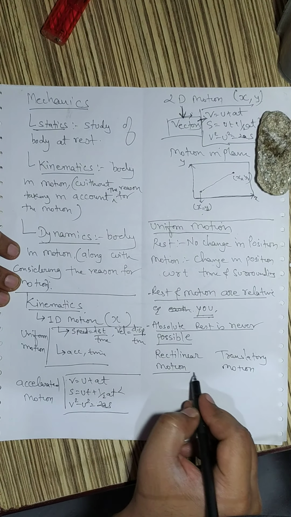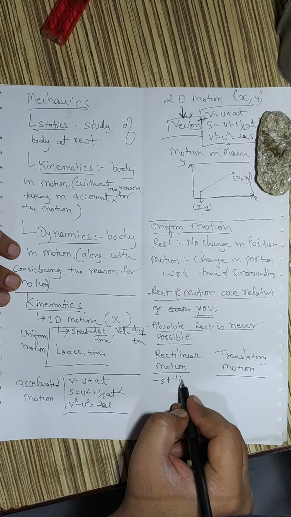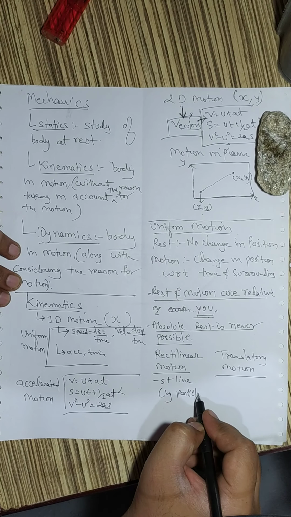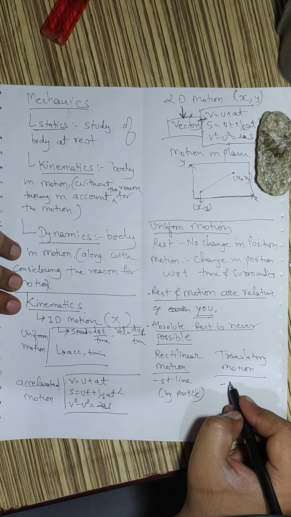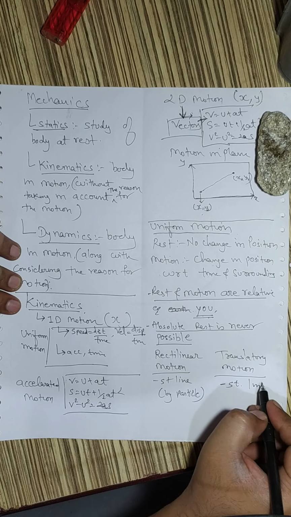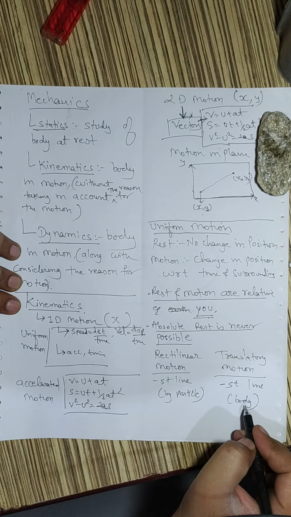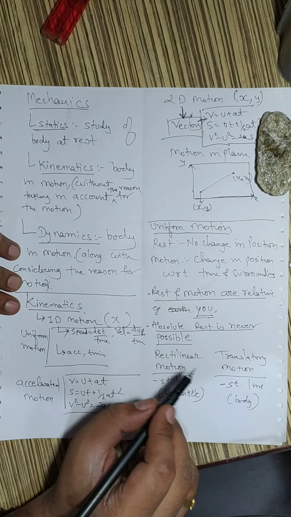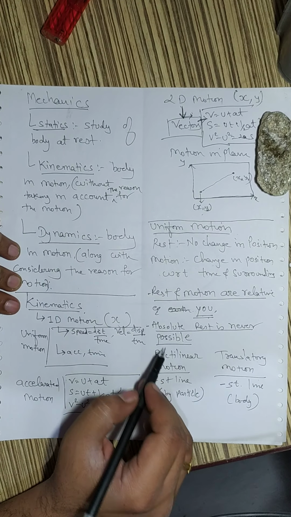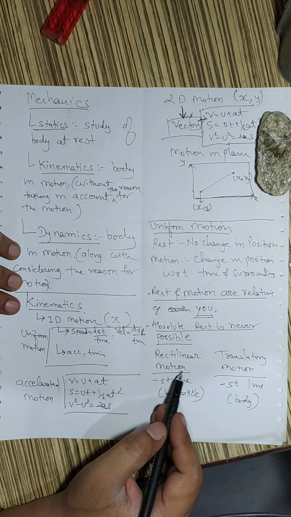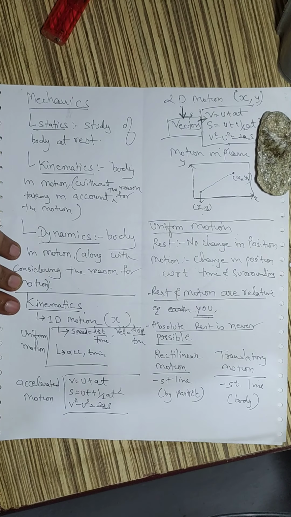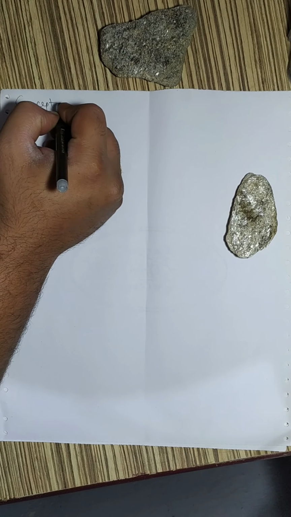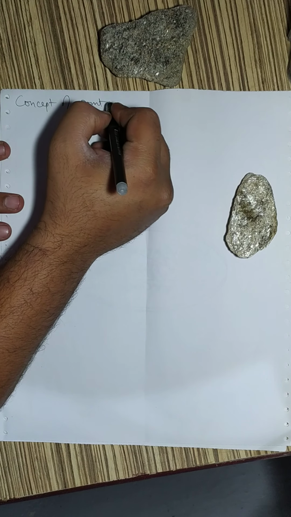So rectilinear motion is again motion in a straight line, but this is for a particle. Similarly, translatory motion is again a motion in a straight line, but this is by a complete body, just like you and me. If we are moving in a straight line, we say we are undergoing translatory motion. But if a very small particle is moving in a straight line, we say it is undergoing rectilinear motion. Next topic which we have is the concept of point mass.